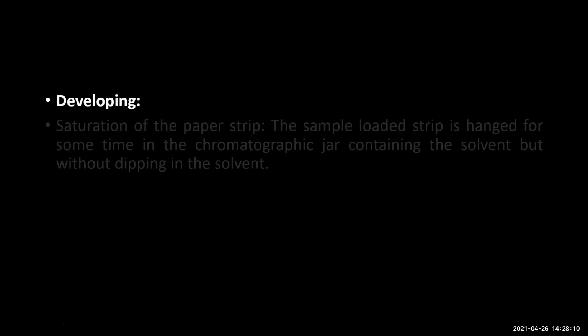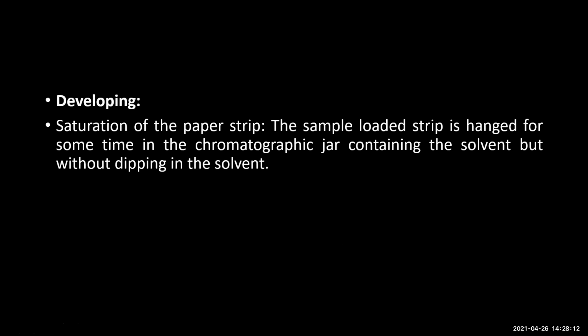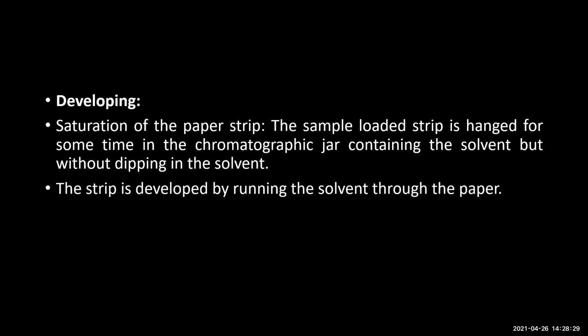Okay, so developing, how to develop? Saturation of the paper strip happens when the sample loaded on the strip is hung for some time in the chromatographic jar containing solvent, but without dipping in it, just hanging. Some vapors will go into the paper and make it saturated. The strip is developed by running the solvent through the paper.